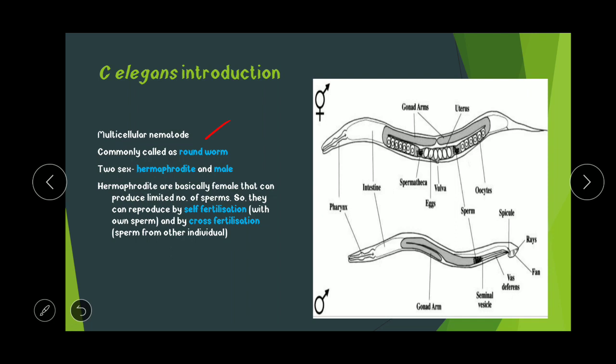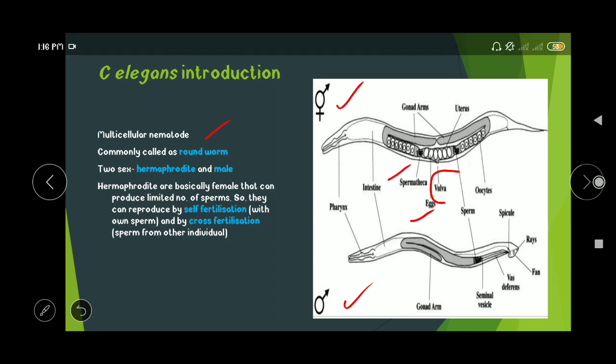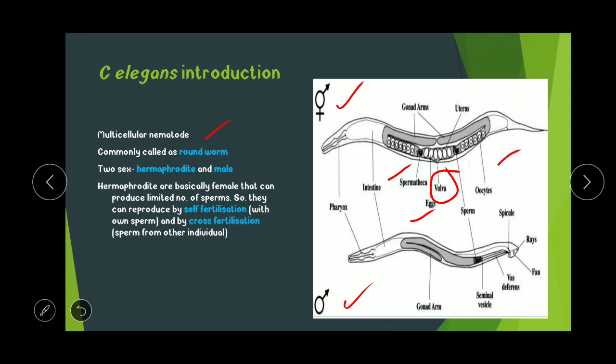So here you can see the diagram of the hermaphrodite and the male individual. In the hermaphrodite individual you can see the spermatheca, the egg, the vulva about which we will discuss in detail, then you can see the sperm and the oocyte. In the male individual you can see the gonad arm, the seminal vesicle that will secrete the seminal plasma, the vas deferens and the spicules, rays and fan. So here you can see complete sexual dimorphism is evident, as the morphological difference between the hermaphrodite and the male individual can be marked here.